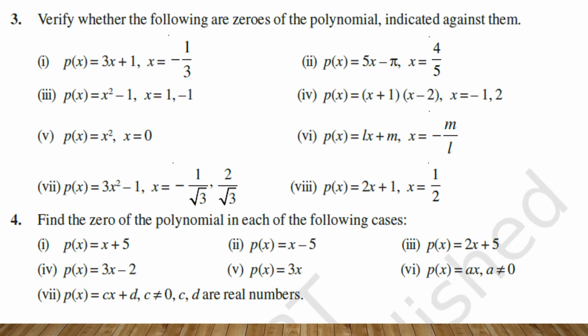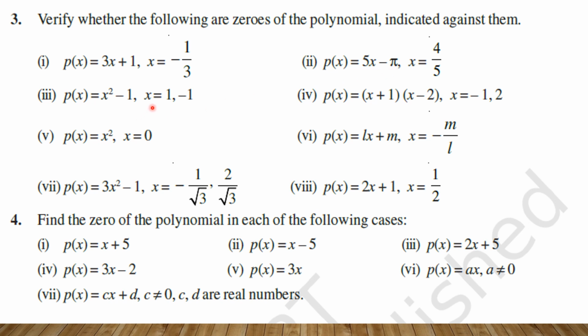Question number 3. Verify whether the following are zeros of the polynomial or not. Very easy. This is the polynomial P(x) equal to 3x plus 1. You have to check that P(minus 1 by 3) is coming 0 or not. If P(minus 1 by 3) comes 0 for this, then this value is a zero. If it is not coming 0, it is not a zero of the polynomial. Similarly, in this case also, you have to put x equal to 4 by 5 and check whether the answer coming is 0 or not. You can take pi as 22 by 7 in this case.